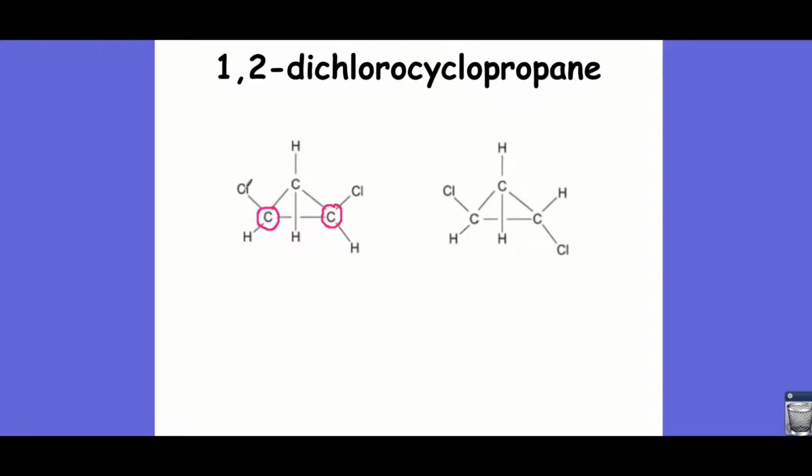So we have a chlorine here, a hydrogen here, a hydrogen here. The same substituents are on the same side. So this is going to be the cis isomer. And here, if you look, we have chlorine here. They are on opposite sides from each other. So that will be the trans isomer.